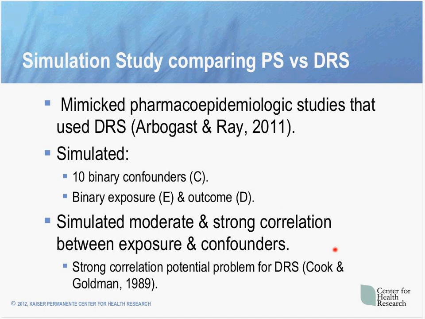Of particular interest, one thing I'll mention right now is we looked at the situation where we have correlation between exposure and confounders, and a situation where we have strong confounding, or strong correlation between the exposure and confounders. Because in an early paper published in '89, Goldman observed limitations of the disease risk score when the exposure and confounder were highly correlated. Relative to our paper, the covariates were related to the outcome, so we didn't consider that situation in this particular application. I think that would be an area of future research.